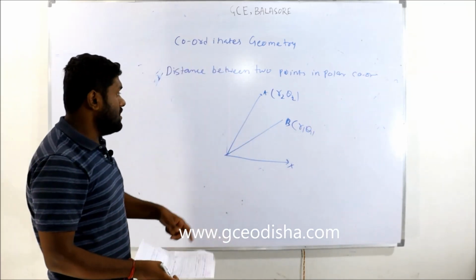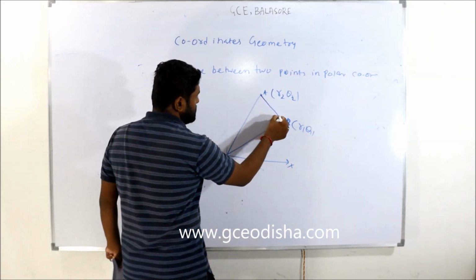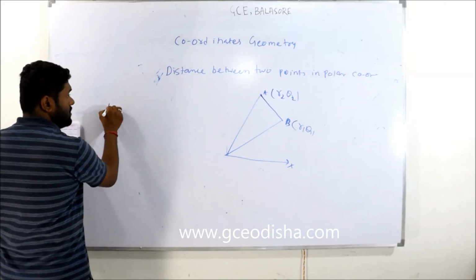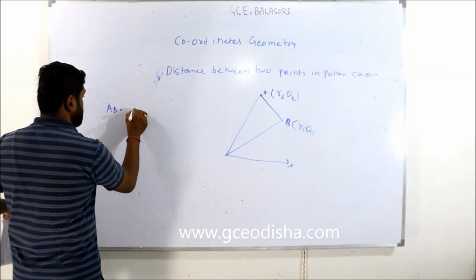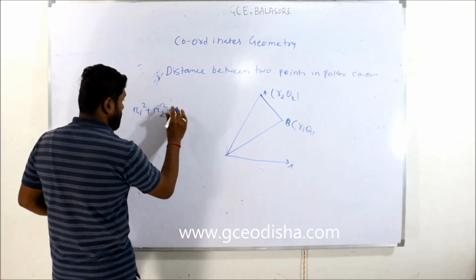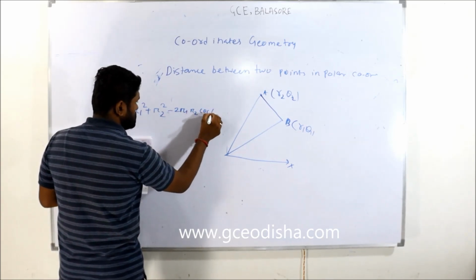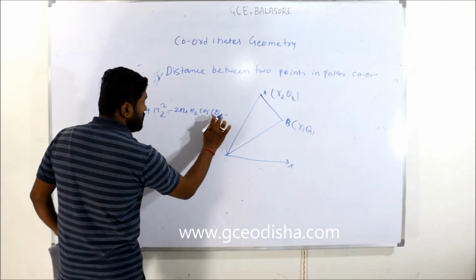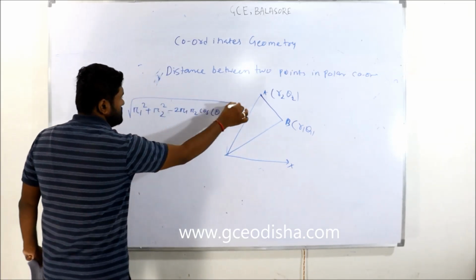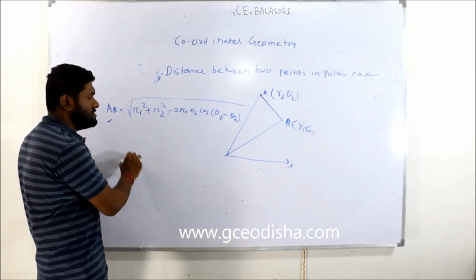Previously I told that polar coordinates are written in terms of r theta, right? Then find the distance between the 2 points. The direct formula is given. AB is equal to the root over r1 square plus r2 square minus 2 r1 r2 cos of theta 1 minus theta 2. You just put the values here, and you can find the answer AB.